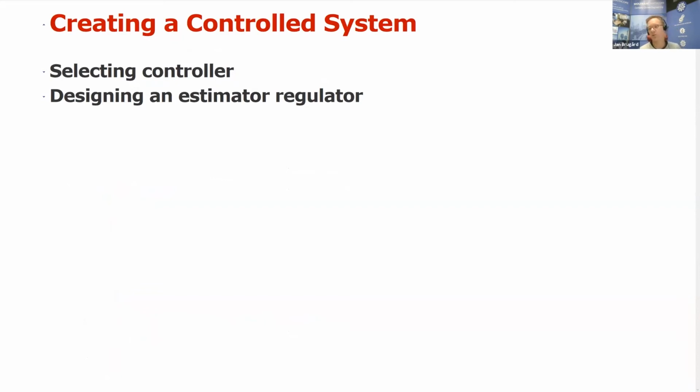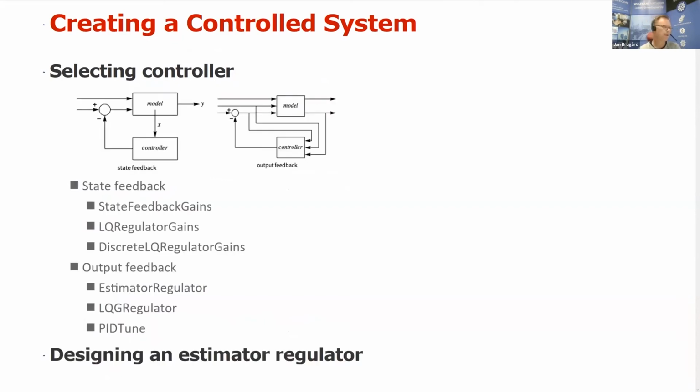First step is to select which type of controller you want. The Wolfram Language comes with controllers for state feedback and output feedback. And as you can see, there are a few different kinds in both these cases. And in this case, I will work with the estimator regulator gain. I won't go through the details, but there will come a blog later on that shows and discusses more about the technical details here.